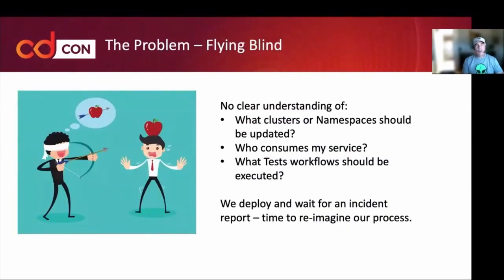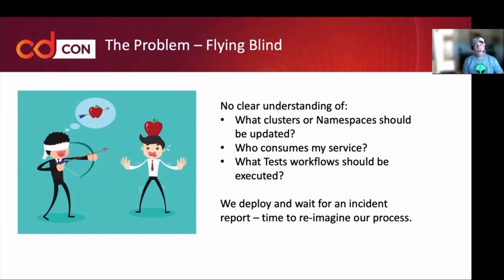So what happens when we deal with this large number of microservices? We find that we don't have a clear understanding of what clusters have a microservice on it, or which namespaces need to be updated. It's very hard, if you have a good number of microservices, to figure out who's consuming mine. Like I talked about, we have the possibility of a service-to-service relationship, or a service to the consumer side. We need to know who's using it. So if I need to make a breaking change, I have to know my blast radius. Who am I going to impact?